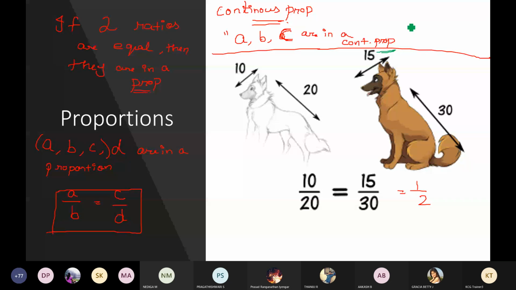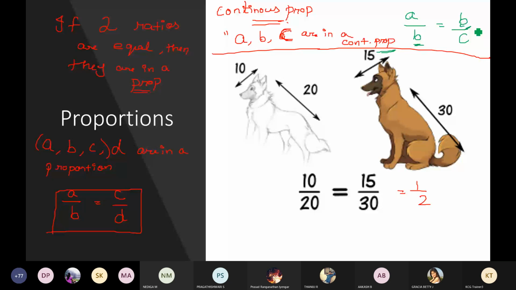How do I make two ratios here? If A by B is equal to B by C, there are two ratios, A, B and B, C. So B is continued here. That's why it is called continuous proportion. If I say A, B, C are in a continuous proportion, it means A by B is equal to B by C. Done. Now let's try to solve a few questions out of this.